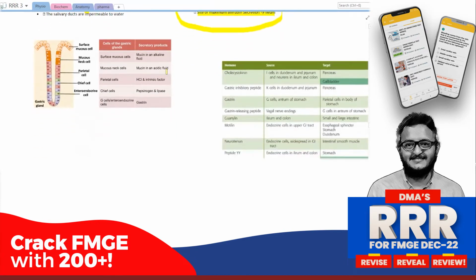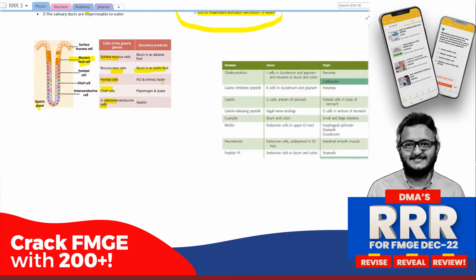Then there are some cells. This is the gastric gland. In that, how many types of cells? One is the surface mucus cell. Definitely, they will secrete mucin. Then the mucus neck cell. This is the neck of a gland. They are secreting mucin in acidic fluid. Then these three are really very important.